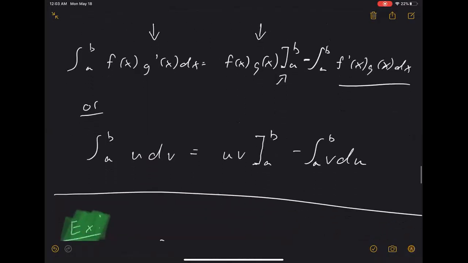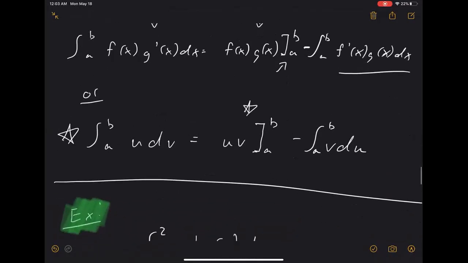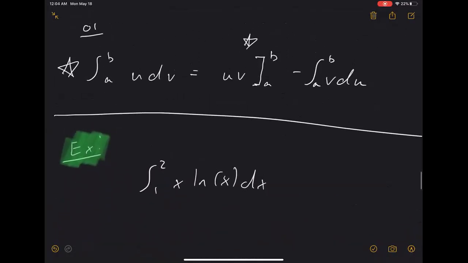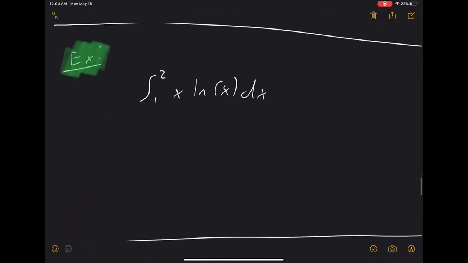In the standard notation of integration by parts, we have the integral from a to b of u dv equals uv evaluated from a to b minus the integral from a to b of v du. Okay, so let's try that definite integral. Let's try this definite integral, x times ln of x from 1 to 2.